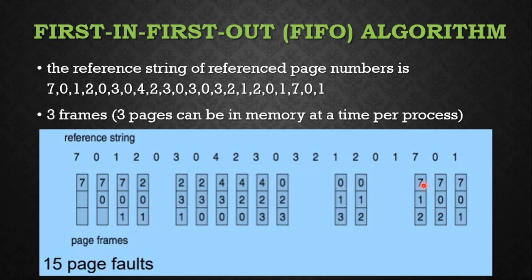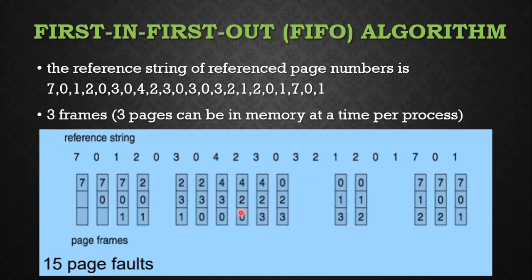Then 7 has to be inserted. How to insert 7? 0 has come long ago in the queue, so now replace this 0 by 7, 1 2 is remaining. And then now 0, which has come earlier, 1 is long in the queue, so remove this 1 and put the 0th page in this frame. And then finally we have to insert 1. So how to move? 7 and 0 just came, we cannot remove them, so 2 came first in the queue, so we have to replace this 2 by 1.